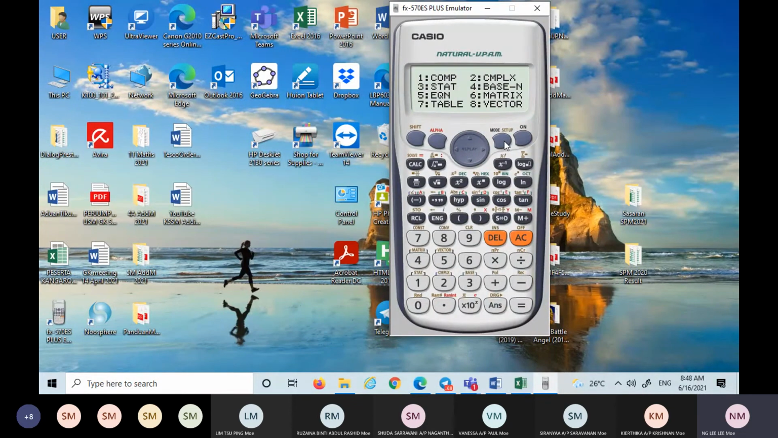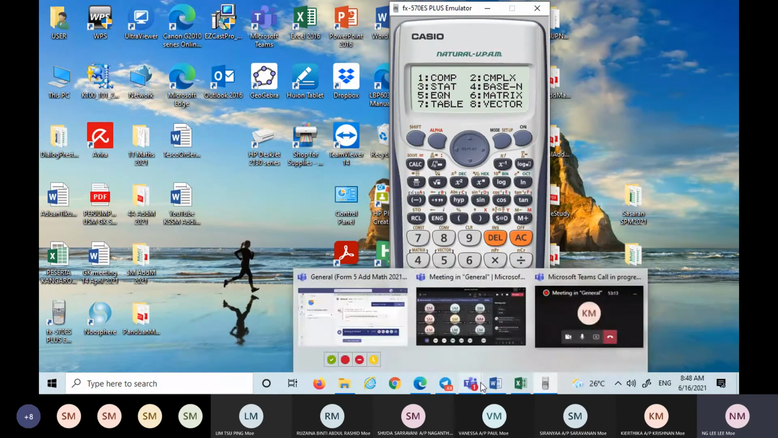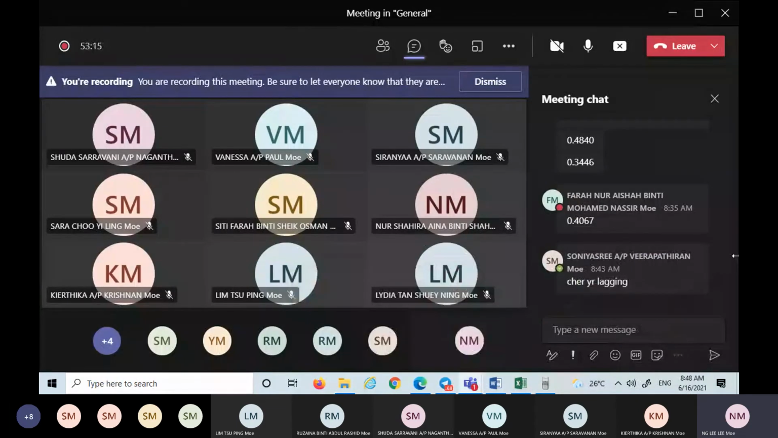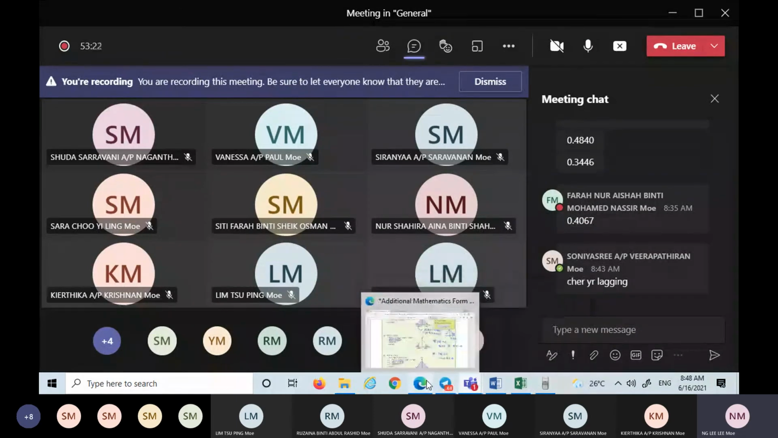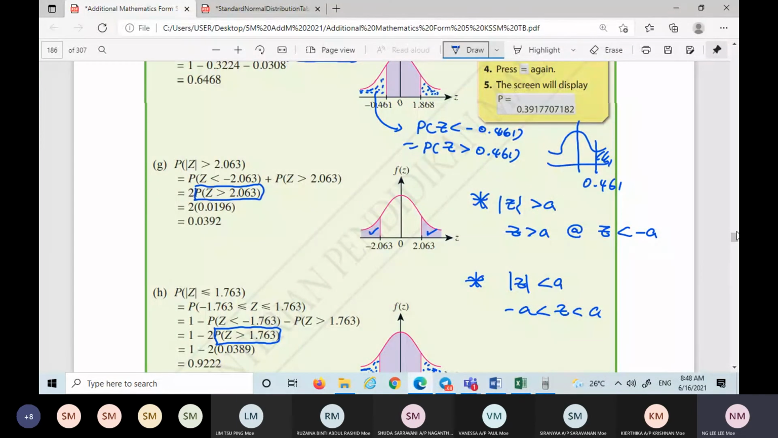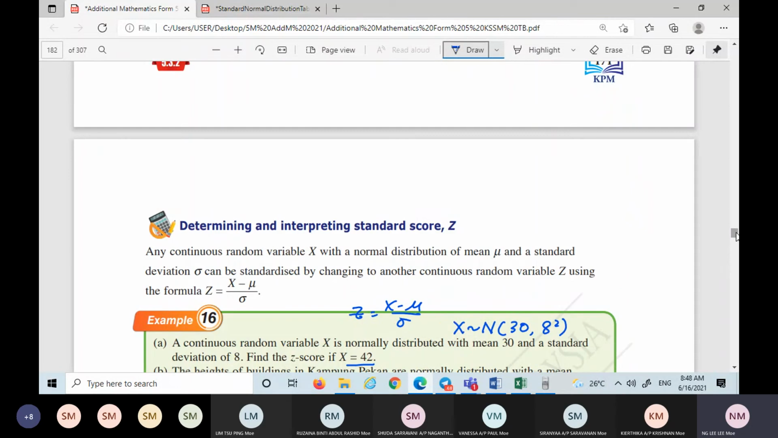Mode. I don't know how to use this one. Okay, let us go to the black color one. Maybe I write the step here. What's happened?